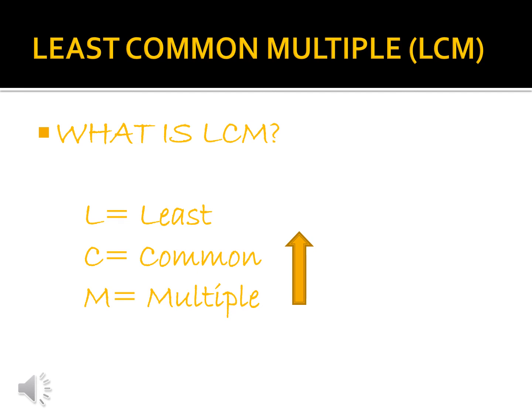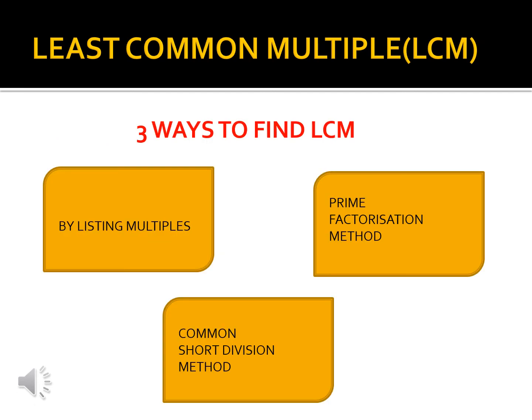So let's look at the different ways in which we can find LCM. There are three ways to find LCM. First is by listing multiples that you have already done. Next is the prime factorization method, and third is the common short division method. Don't get confused with the prime factorization method that you did for finding HCF. Also common short division method you did for finding HCF, but there is a slightly different method that we follow for finding LCM. So let's see these methods one by one.